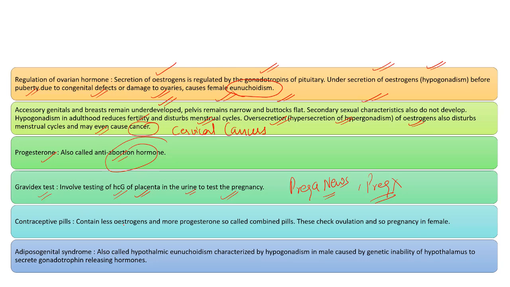Contraceptive pills contain less estrogen and more progesterone, so-called combined pills. They check ovulation and show pregnancy in females.